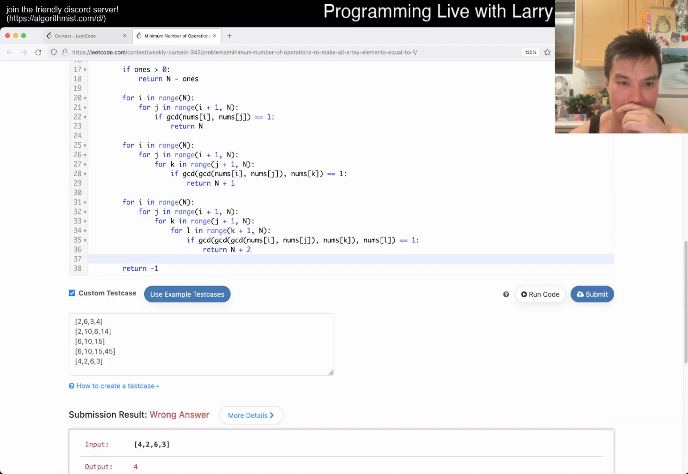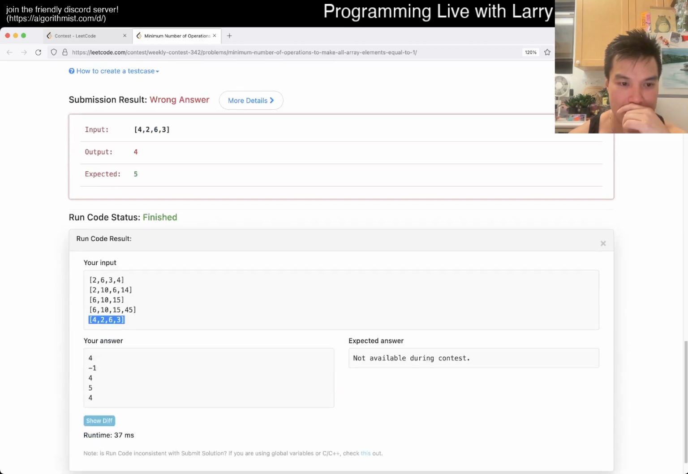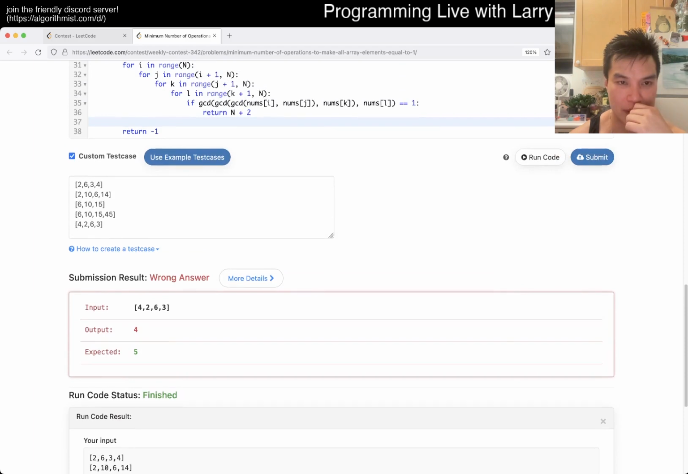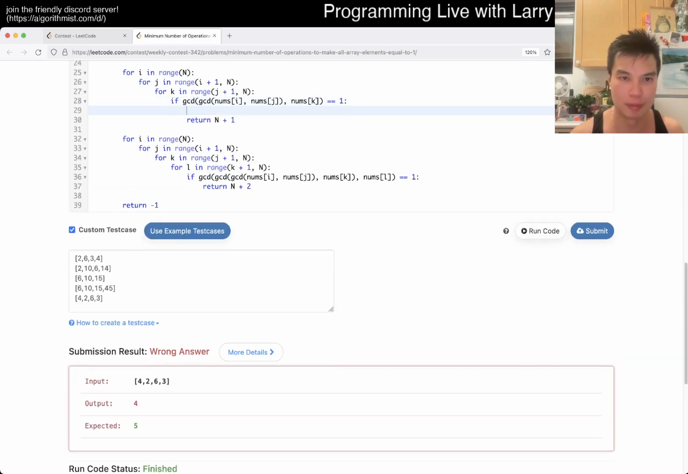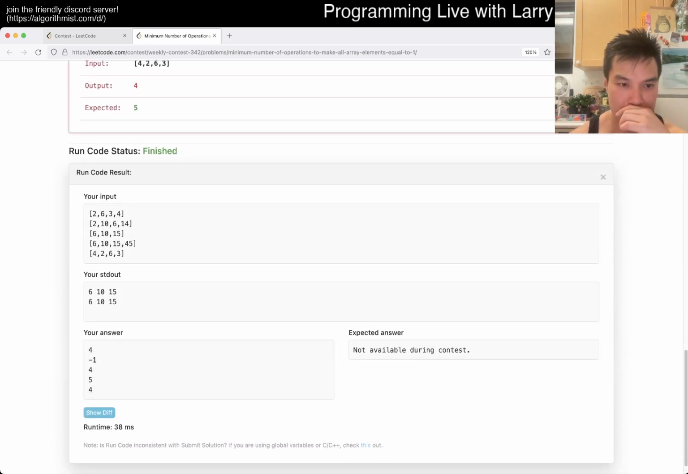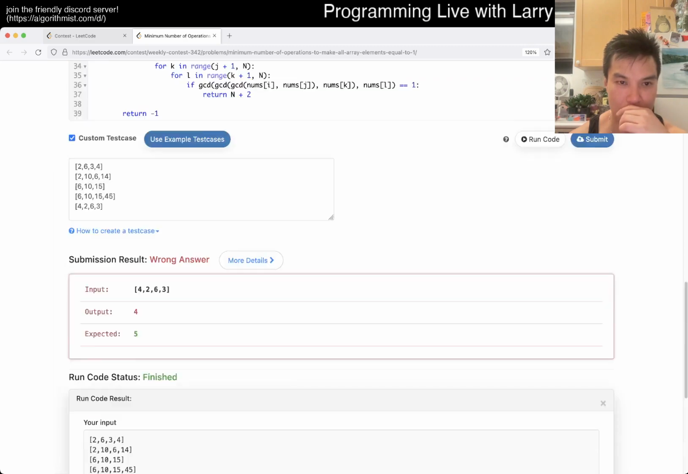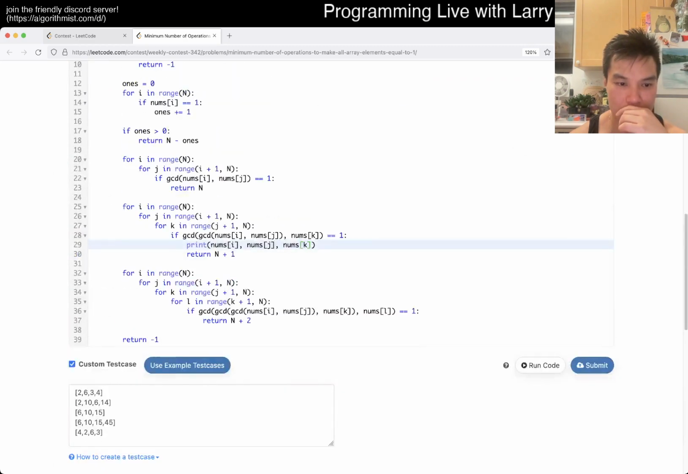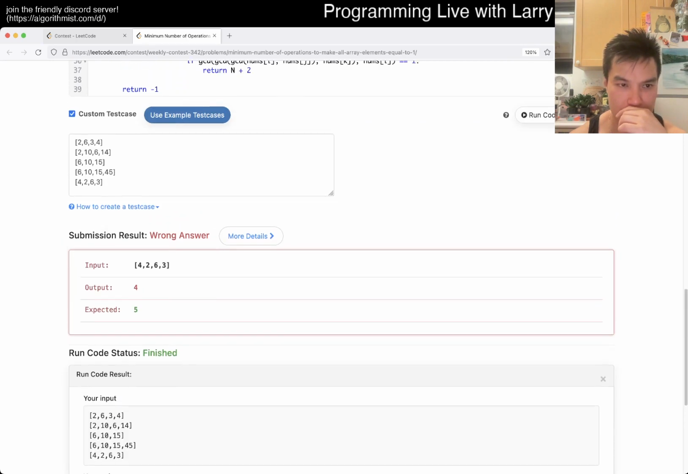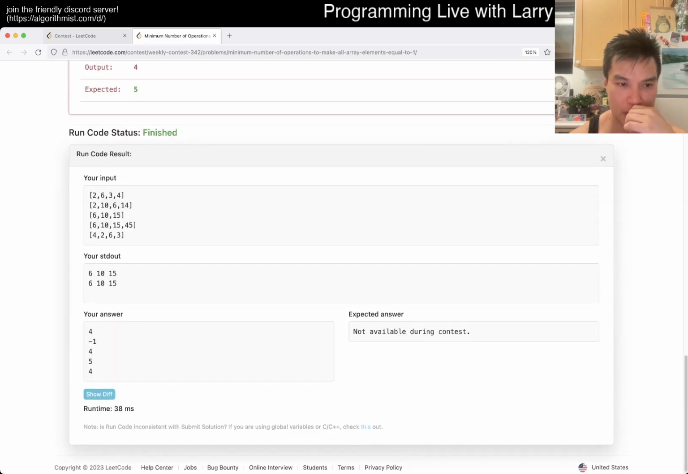It returned 4, but I expected 5. Why? So actually it's a different wrong answer, not because of this. I expected 5. Maybe I did this one wrong. 6, 10, and 15, but nothing on this one. Why is it 4? 4 numbers. Oh, it's here. Why did I return 4?